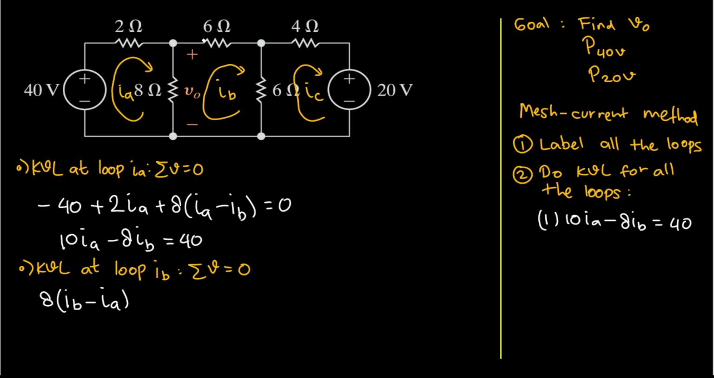Good. Then let's move on to this 6 ohm resistor. So I'll have 6, and the only current that passes through this 6 ohm resistor is IB.